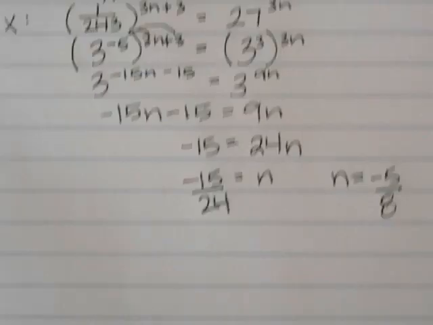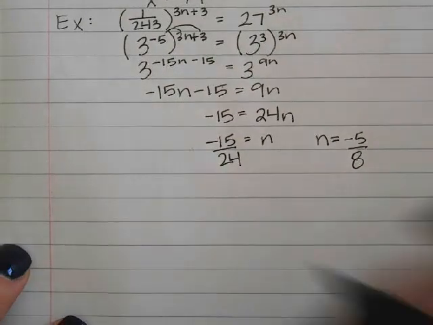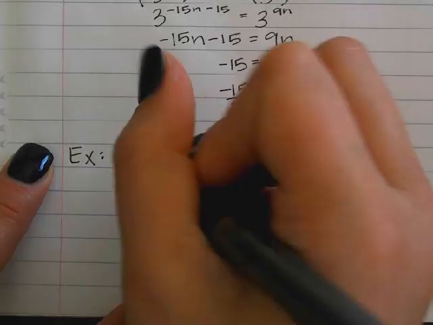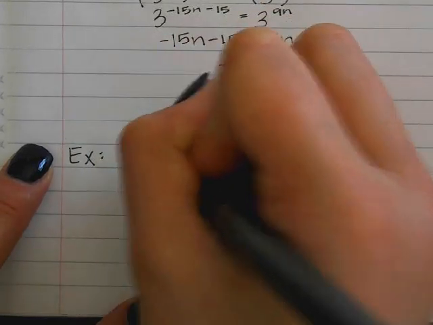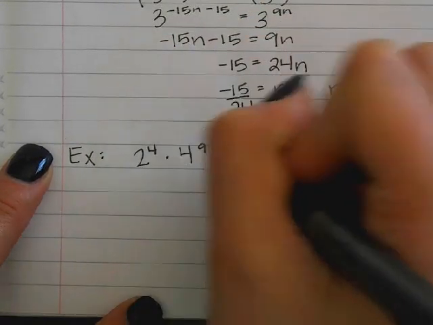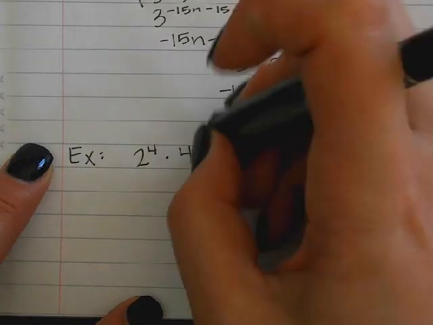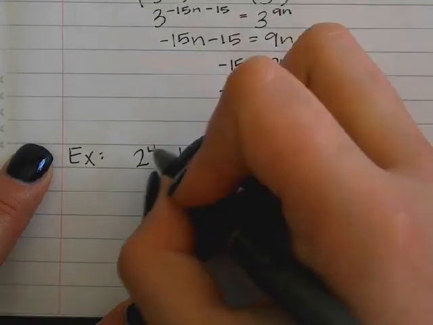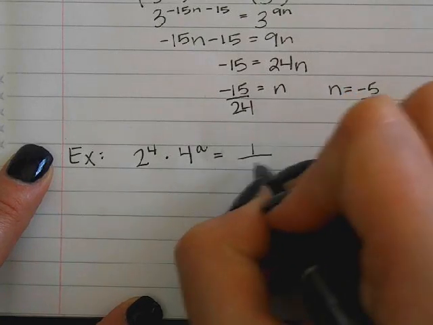Okay, we're going to do just one more example. Sometimes they do crazy stuff, like 2 to the 4th times 4 to the 9th equals, and it wouldn't be 9. I think that's supposed to be a variable a. I can't read my own handwriting. All right, so we're going to say 2 to the 4th and then 4 to the a equals 1 over 32.